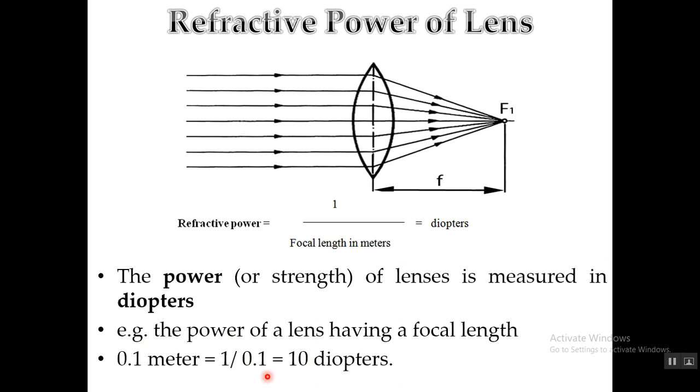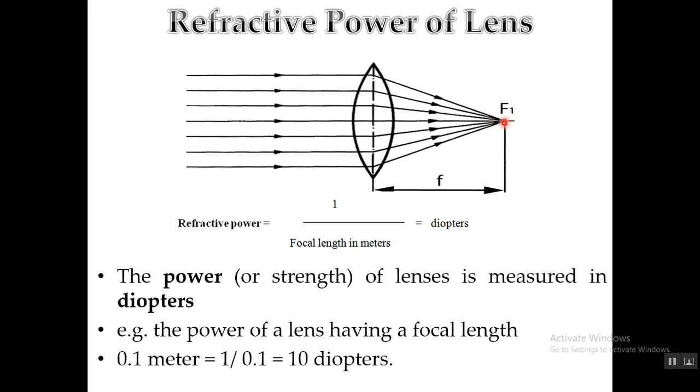So 10 diopters means plus 10 diopters. So this is a convex lens with a power of 10 diopters. So the power is measured in diopters. So plus 5 diopters, like in our case, means this is a convex lens, which converges the light to a point called the focus behind the lens.